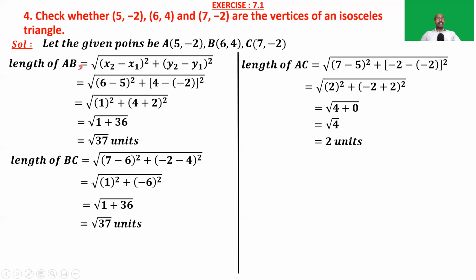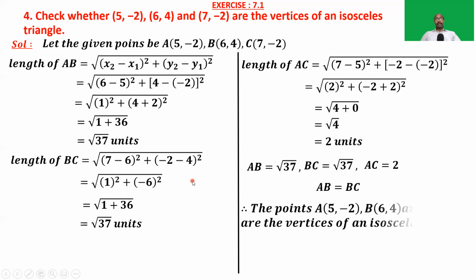So among these lengths AB, BC and AC, we got that AB is equal to BC, because both AB and BC are equal to root 37 units. So the given points form an isosceles triangle. So the given points are the vertices of an isosceles triangle. Okay. So next problem.